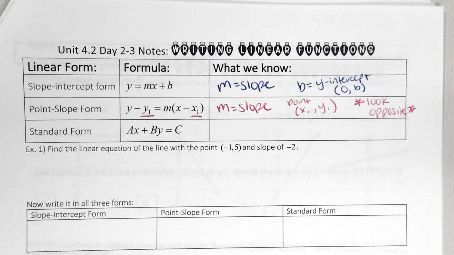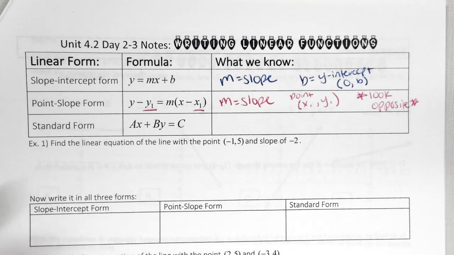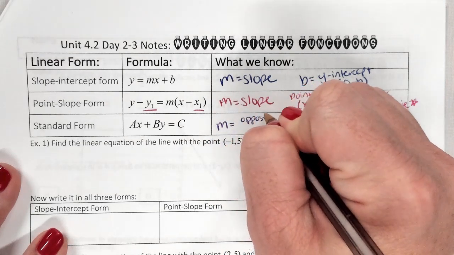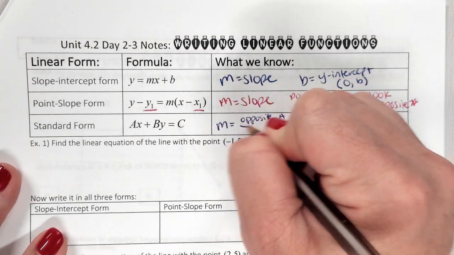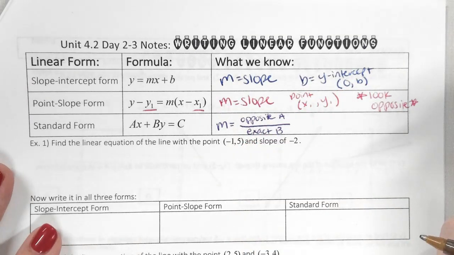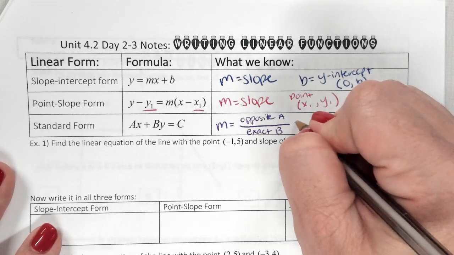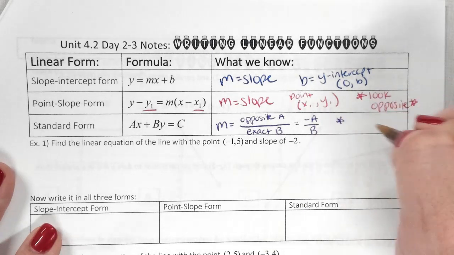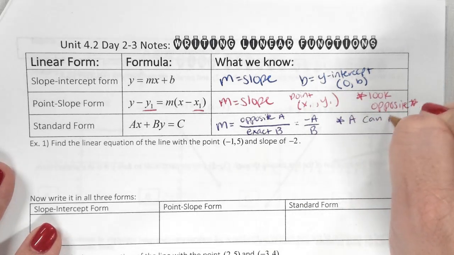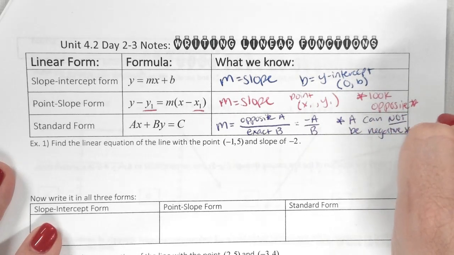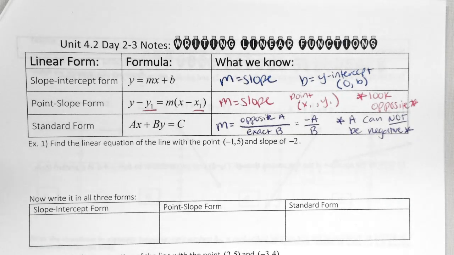And then lastly, we have standard form. Standard form is what gives us the least, okay? But I do know that my slope is opposite A over B, which also can be seen as negative A over B. Now, something we haven't really talked about is that A cannot be negative. So A cannot be negative.